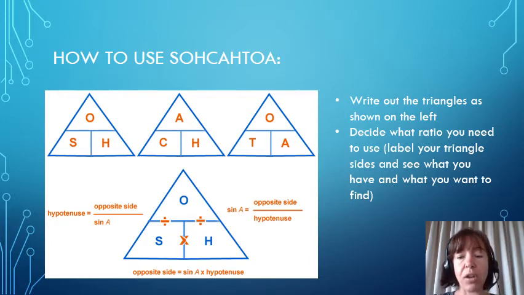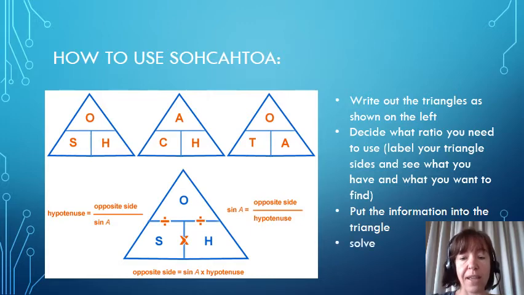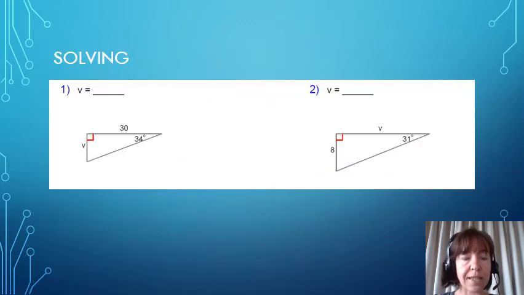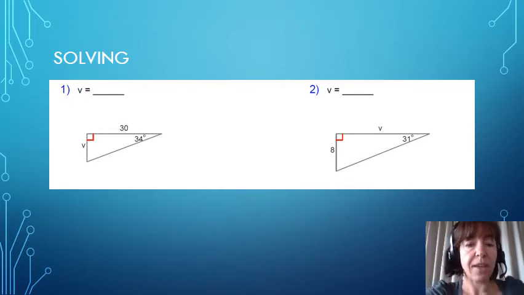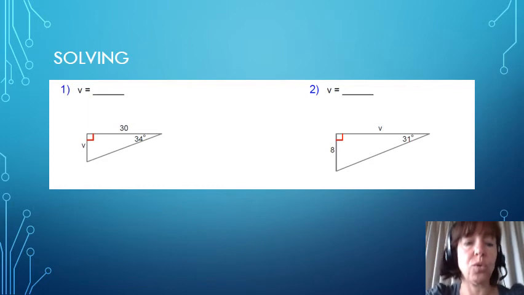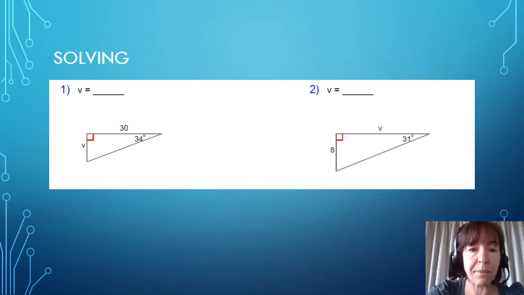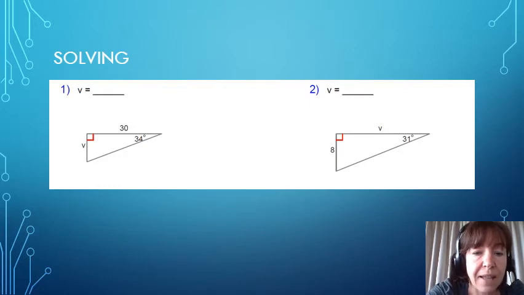We label our triangle with all the sides. We're going to put the information into the triangle and then we are going to solve. So let us do those now. If I've got this triangle here, I am going to need to label my triangle. First of all, this is the angle I've been given.